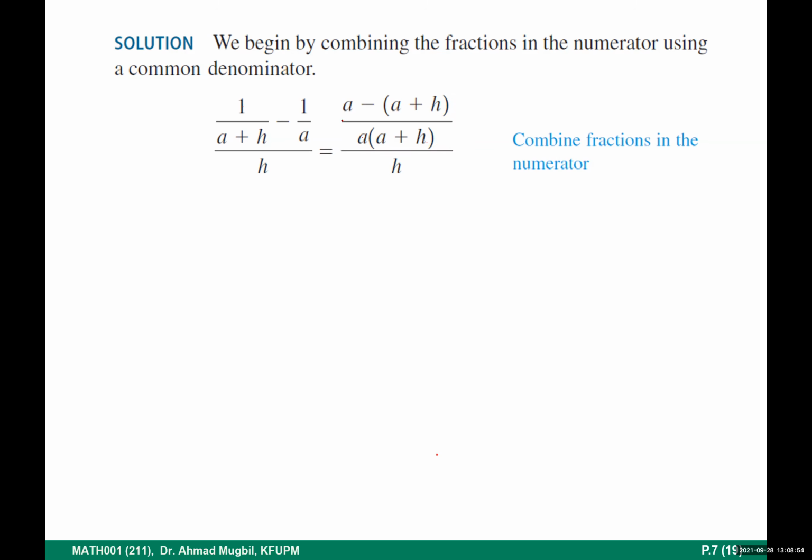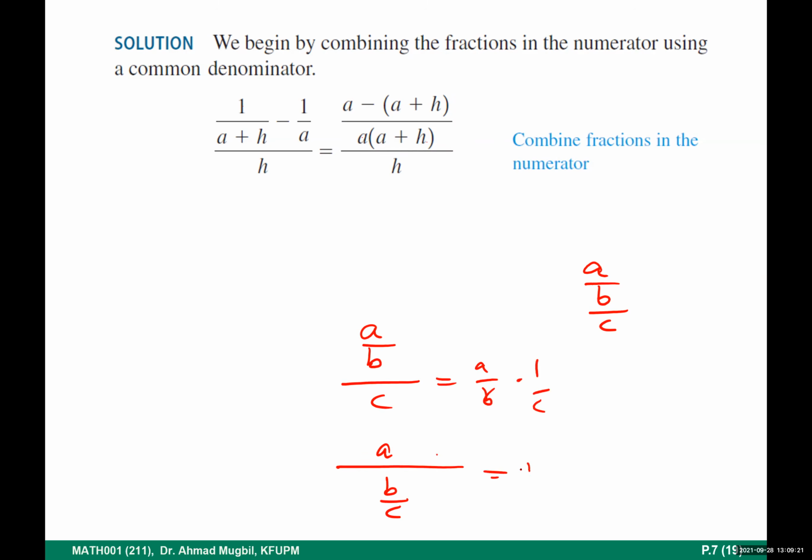Now the mistakes come here, ya shabab. When you have a over b over c, how to write it? You need to ask yourself, what is the numerator and what is the denominator? What is the main? What is the dividend? What is the divisor? Now, look, it is different. A over b, it is over c. This is something. And a all over b over c, this is something else. Here it is a over b multiplied by 1 over c. Here it is a multiplied by c over b. You realize the difference between them?